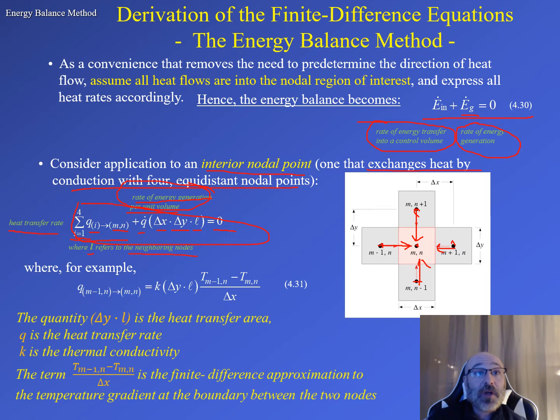So let's say we want to go from this node right here, Q of m minus 1, n, and this is going to our interior nodal point, m, n. So we're coming in from there to there. So let's apply that to this equation here.